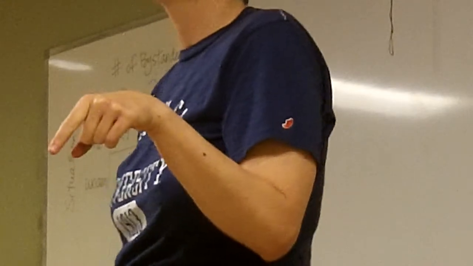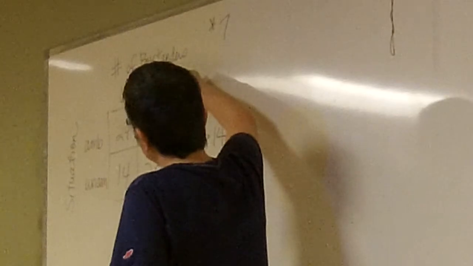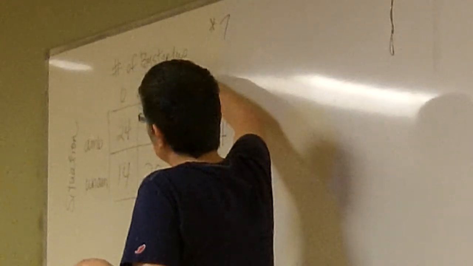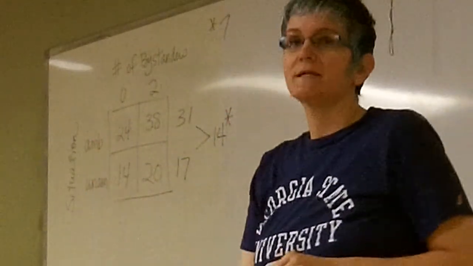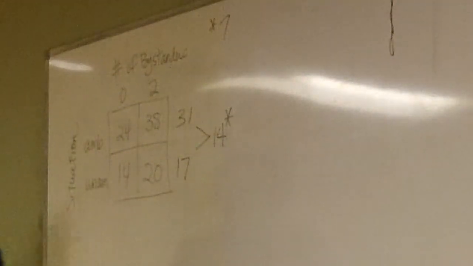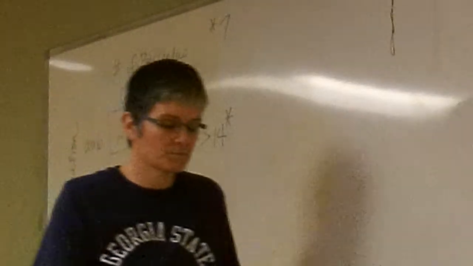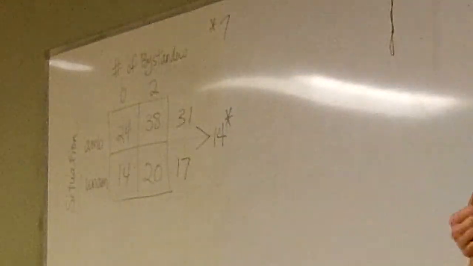Does that make sense? Because for ambiguous, their average was 31 seconds. For unambiguous, the average was 17 seconds. So we can say that people in the ambiguous situation took significantly longer to respond, almost twice as long as the people in the unambiguous situation. People in the ambiguous situation took almost twice as long to respond as people in the unambiguous situation. All right? That was our main effect.